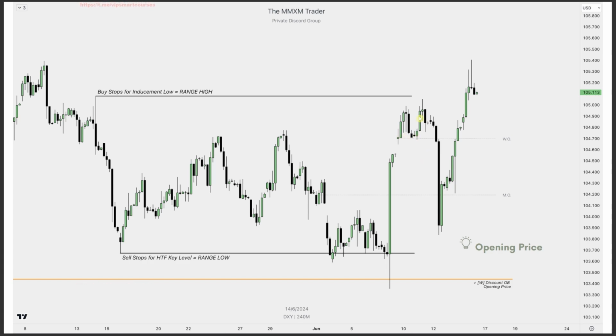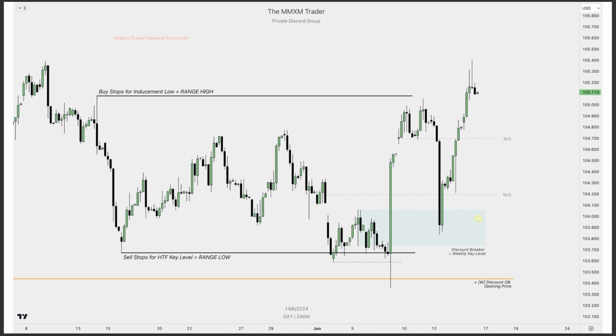So we can see that over here we're inducing resistance, right? Because we're leaving relative equal highs. Now with those relative equal highs, we have a nice buy stop pool above it. Price dips back down into discount and then expands higher. But what do we need in that discount level, right? We need a key level.